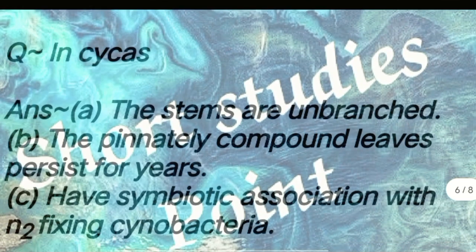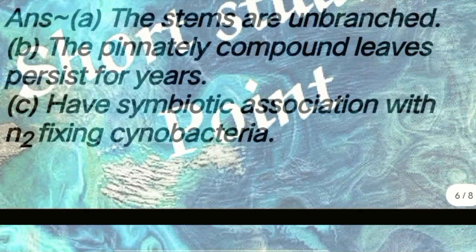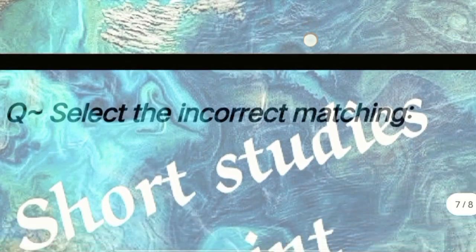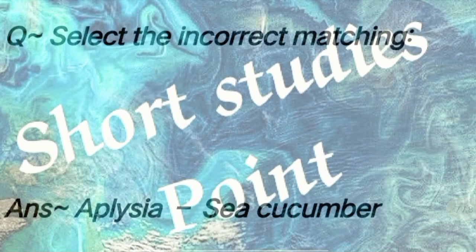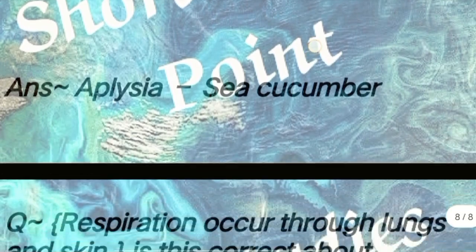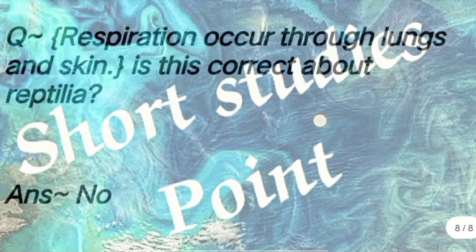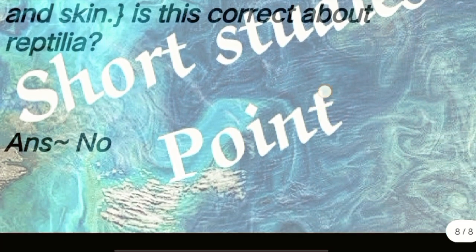Next question, in size. Answer: A, the stems are unbranched. B, the pinnately compound leaves persist for years. And C, have symbiotic association with nitrogen-fixing cyanobacteria. Next question, select the incorrect matching. Answer: Aplysia with C, Carcharodon. Next question, respiration occurs through lungs and skin. Is this correct about Reptilia? Answer: no.